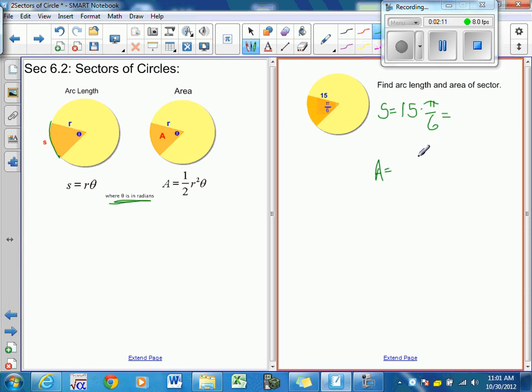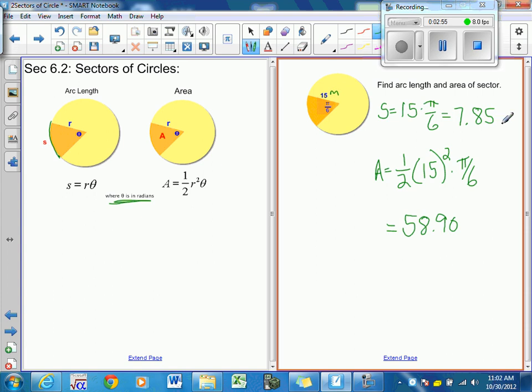Our area is 1/2 R squared times pi over 6. So if we take 1/2 times pi over 6 times 15 squared, we get 58.90. Whatever our units, let's say this is 15 meters, 15 centimeters, this S would be meters. This would be meters squared. Okay. So there's how we can use our formulas.